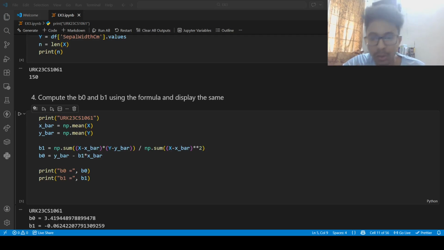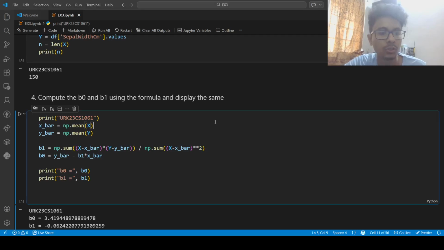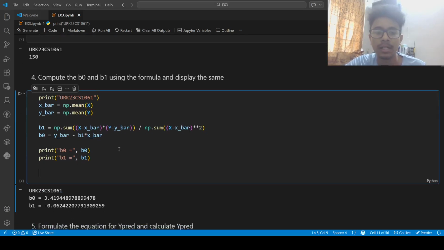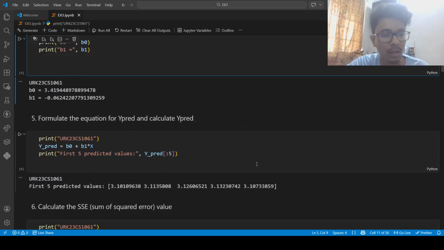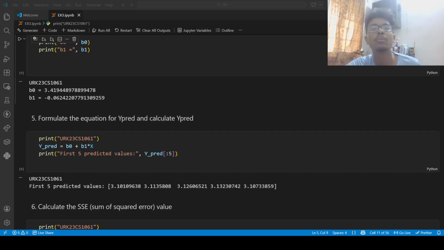Or the formula for b1 is sigma of (x minus x bar) into (y minus y bar) divided by sigma of (x minus x bar) the whole square. So this is the formula. With this formula, we are able to find b0 and b1. We get b0 as 3.419 and b1 as minus 0.06. That's the inference which we get from here. So the final equation becomes y equals 3.41 minus 0.062 times x.